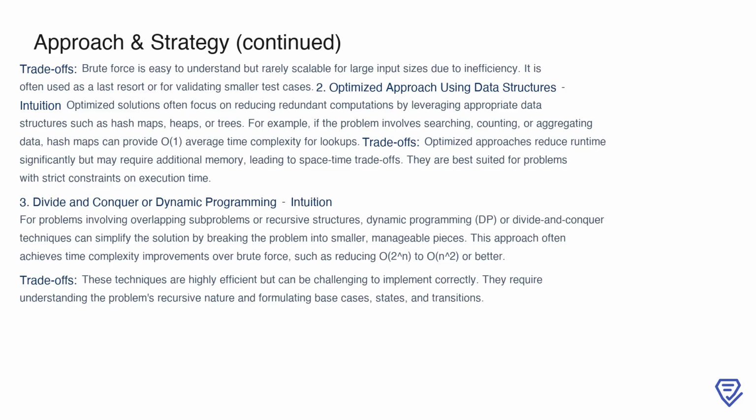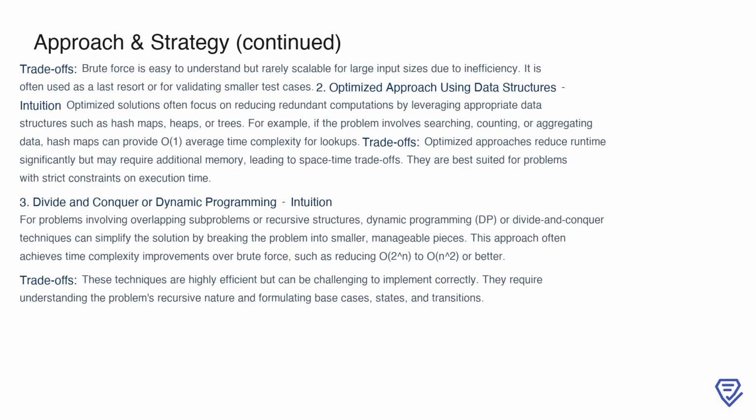Additionally, for problems with recursive or overlapping substructures, techniques like dynamic programming or divide and conquer can break the problem into smaller, more manageable pieces. These methods allow us to improve time complexity dramatically, often converting exponential runtimes into polynomial ones. While highly efficient, these strategies require a deeper understanding of the problem's recursive nature and careful formulation of base cases, states, and transitions.